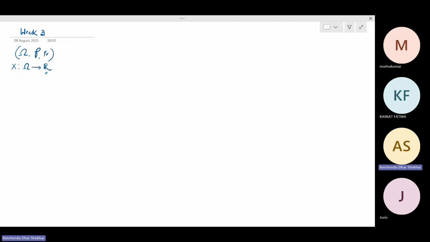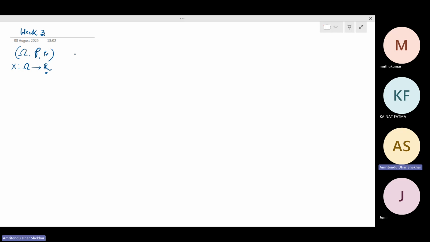Now, we also saw last week that a random variable X does not need to be left continuous. It always has to be right continuous, but it does not have to be left continuous. And a quick proof of that is as follows. So what do we mean by left continuous?